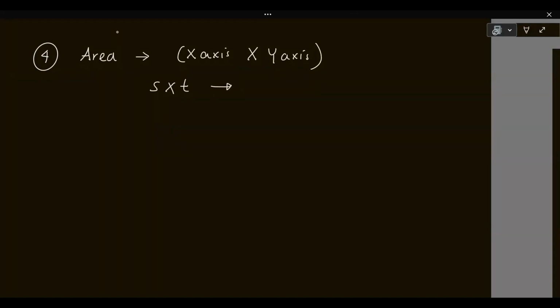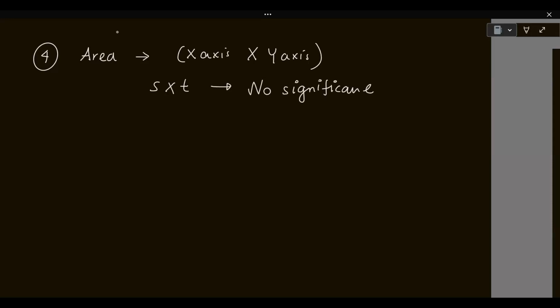Sorry, what I was saying, area is given by what? You multiply the x-axis quantity into the y-axis quantity. Here it's displacement into time, which has no significance.